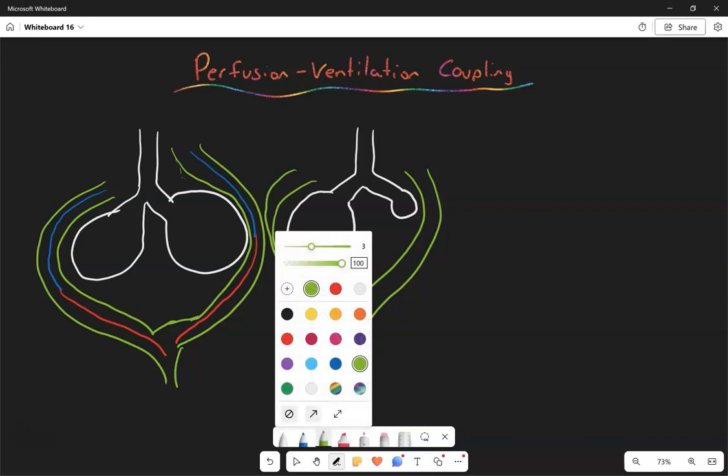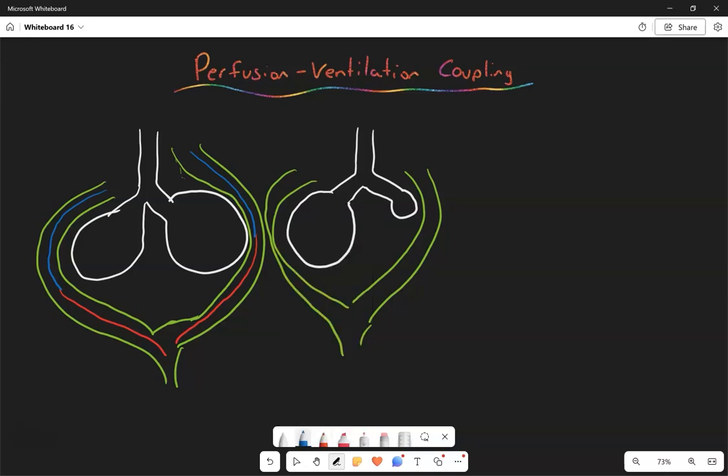Like so. We have one over here that, as it comes through, will get oxygenated. This one over here, there's no oxygen inside of this alveolus, so it will continue to pass through and it will be unoxygenated. So what that will cause is the partial pressure of the oxygen in the surrounding tissues to decrease.